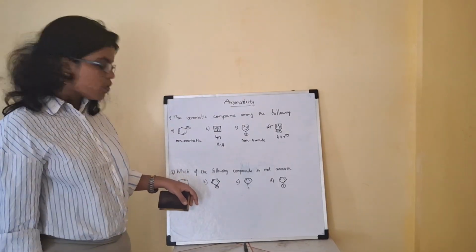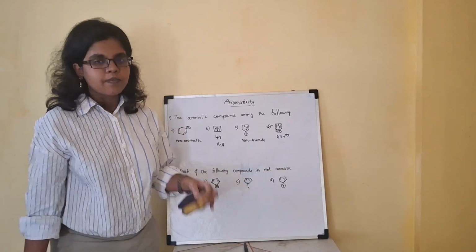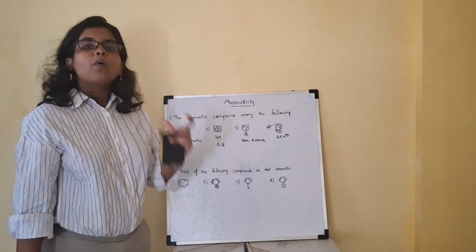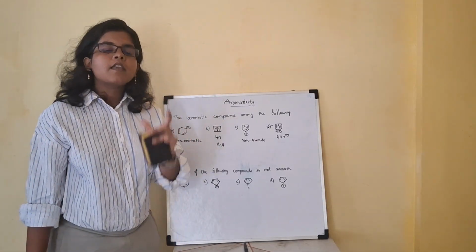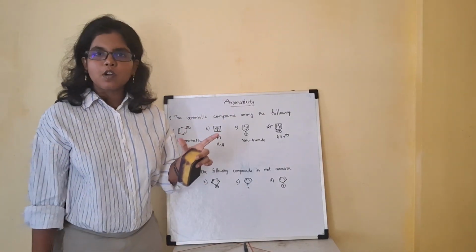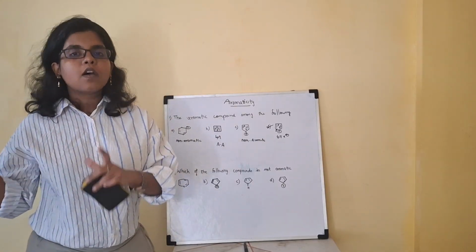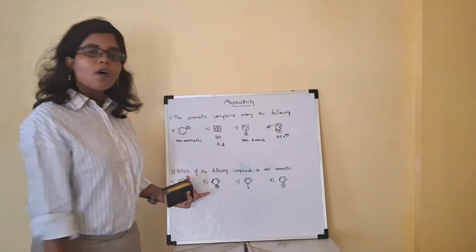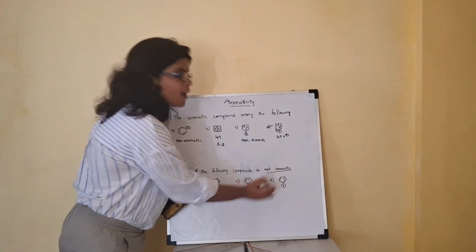So question 2 is: which of the following compounds is not aromatic? They are asking you to identify the compound that is not aromatic. When you are reading the question, please be very careful. Are they asking you to identify the aromatic compound or the non-aromatic compound, or are they asking you to check for anti-aromaticity? So you have to be very careful when you are reading the question. Now moving on to the second one. So you have to find the compound that is not aromatic.